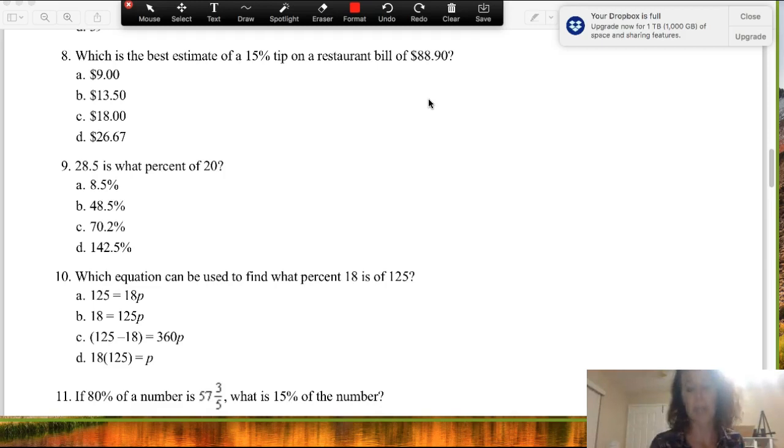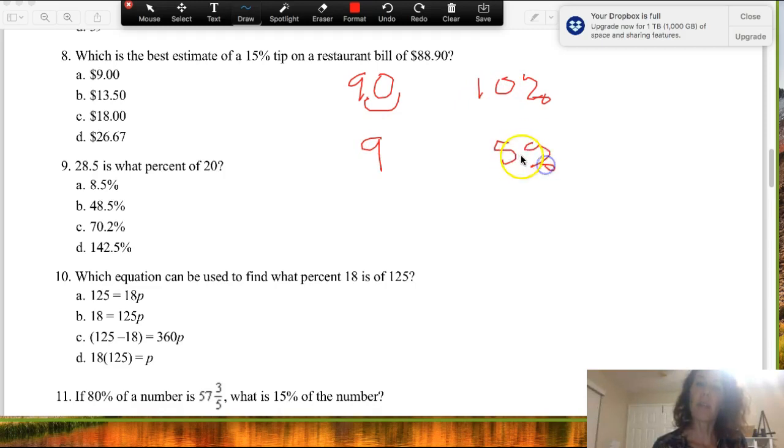So here's how I might do this in my head if I'm sitting at a restaurant. $88.90, that's almost 90 bucks. So I might go like this. Okay, that's 90 bucks. I'm going to move the decimal over one place for a 10%, okay? So that would be $9. $9 is your 10% tip, but you want 15%. So if $9 is 10%, another 5% is half of that, which is 4.5. Half of 9 is 4.5. So 10% is $9.